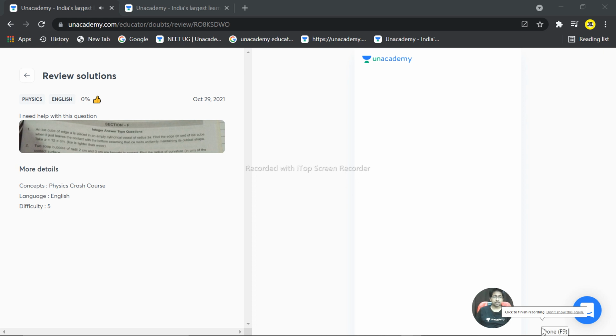Question over here. The question says that an ice cube of edge 2a is placed in an empty cylindrical vessel of radius 2a. Find the edge of the ice cube when it just leaves contact with the bottom, assuming that the ice melts uniformly and maintains its cubical shape. Take a equal to 12 pi centimeter. Ice is lighter than water, definitely. So let's start solving the question.